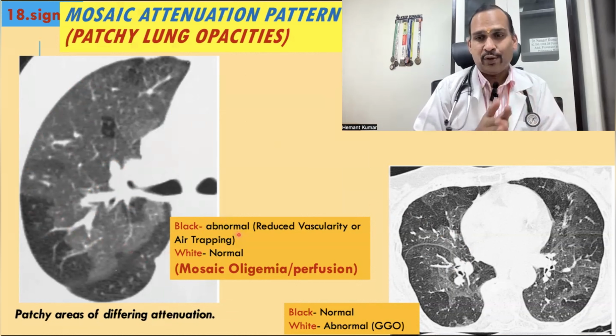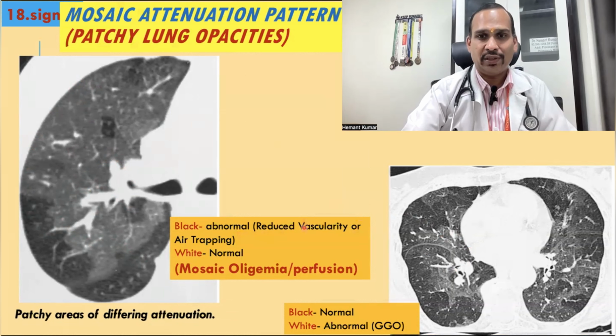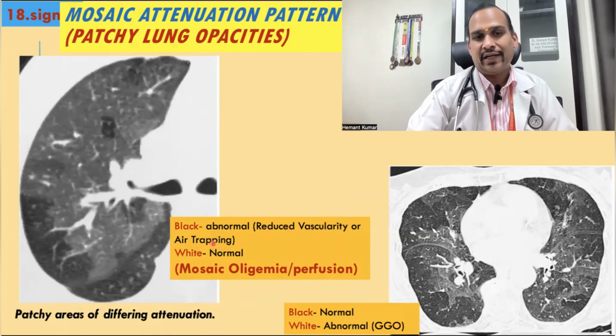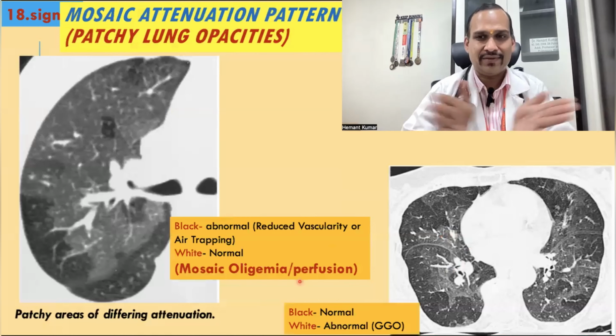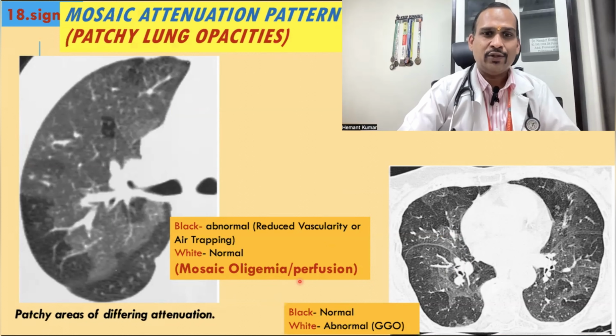If black is abnormal, why did this abnormality happen? Because of reduced vascularity, or oligemia, less blood supply, or air trapping. So if black is abnormal, then two conditions are there: reduced vascularity or air trapping. And white is normal. This is called mosaic oligemia or perfusion because of less perfusion. Let it be pulmonary embolism.